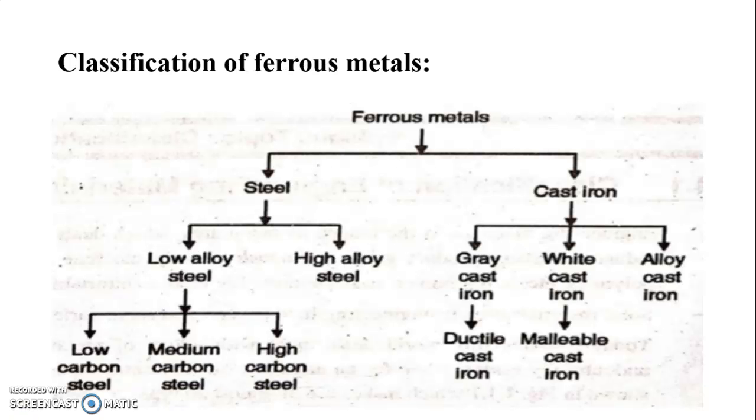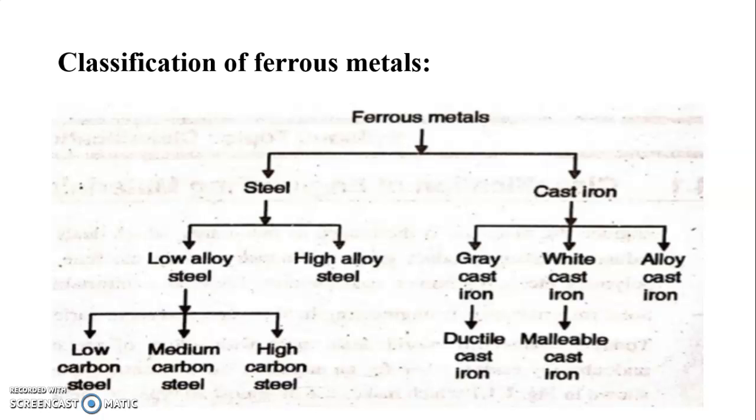Then under ferrous materials, there are two categories: steel and cast iron. Under steel, there are two types of alloy steel: low alloy and high alloy. Under low alloy steels, there are three types: low carbon, medium carbon, and high carbon steel. The next category under ferrous metal is cast iron.